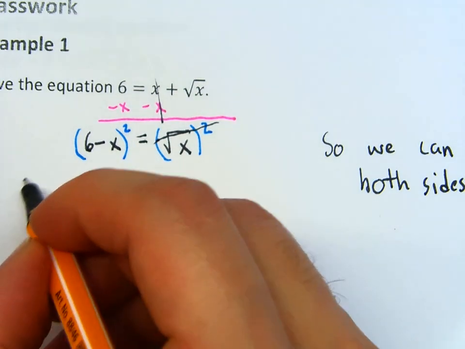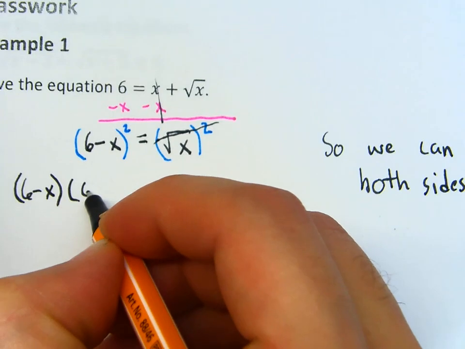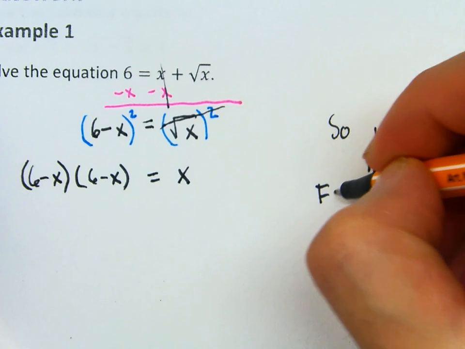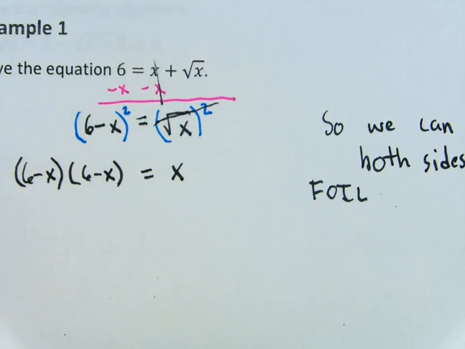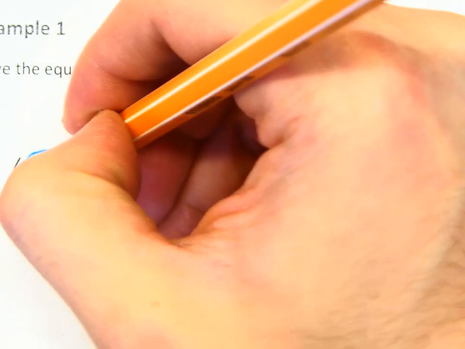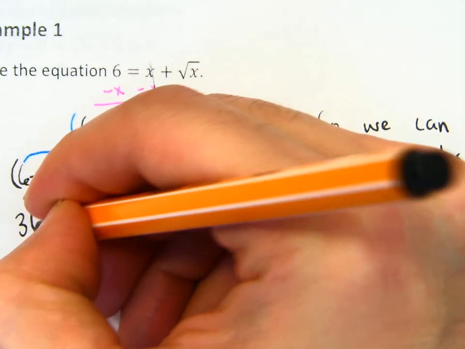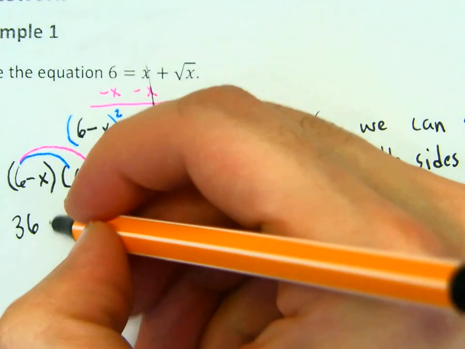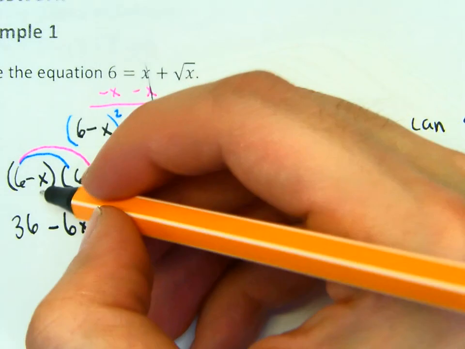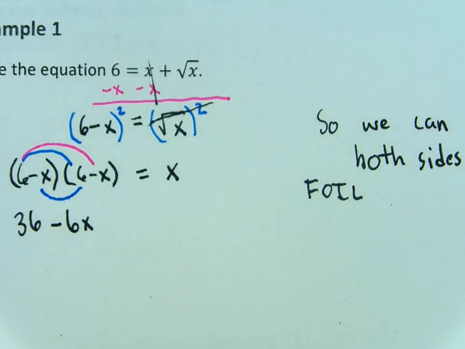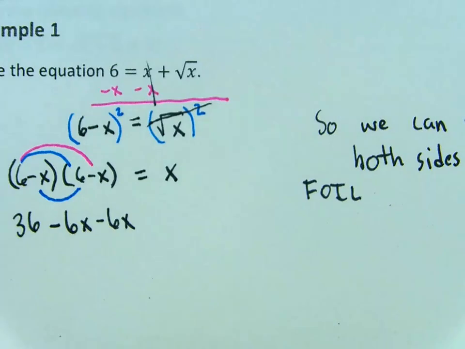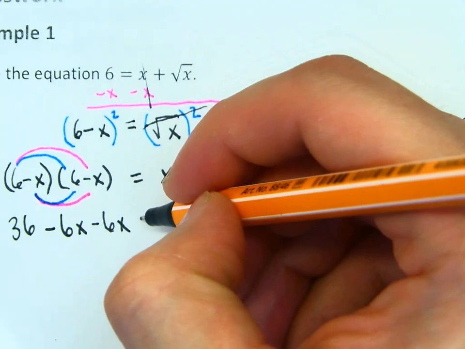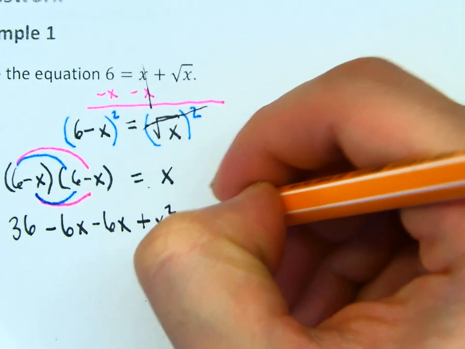So what we have to do is write 2 of these, okay? And then how do we continue forward? We're going to FOIL. And how do you FOIL? Remember the idea is 6 times 6, this is 36, right? What's the next move? 6 times minus x, which is minus 6x. Next, negative x times 6, which is negative 6x. And then negative x times negative x is positive x squared, and that equals x, okay?